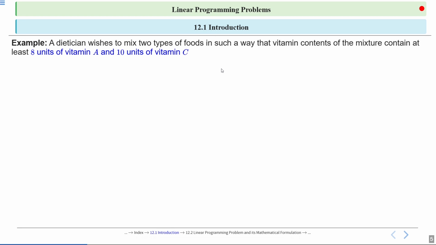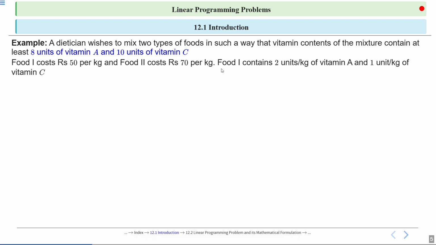So now let's look at this example. So in this example, it shows a dietitian mixing two foods to meet vitamin requirements. Okay, so the problem provides the minimum vitamin A and C needed in the mixture, 8 units of vitamin A and 10 units of vitamin C. Okay, and the goal is to find the right combination of the two foods that satisfies these vitamin requirements.